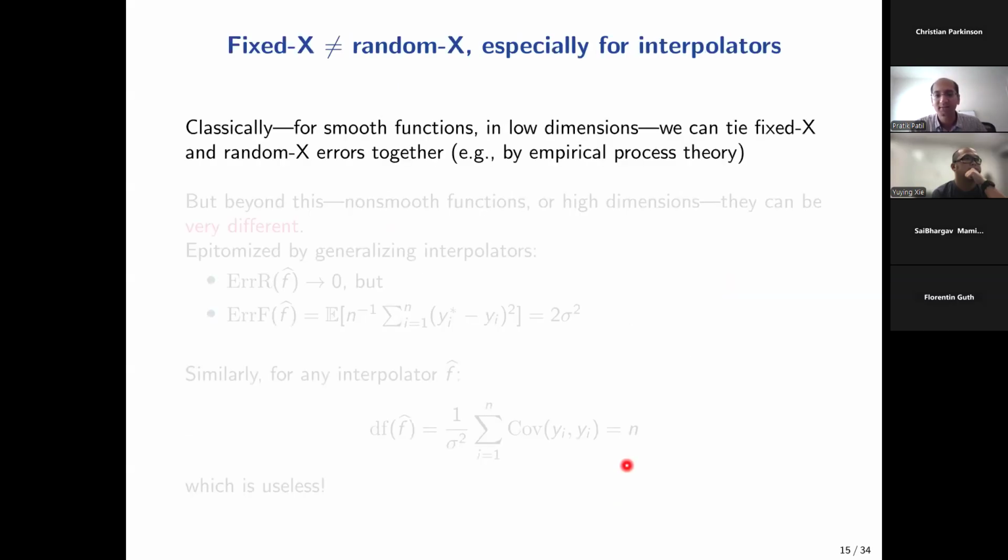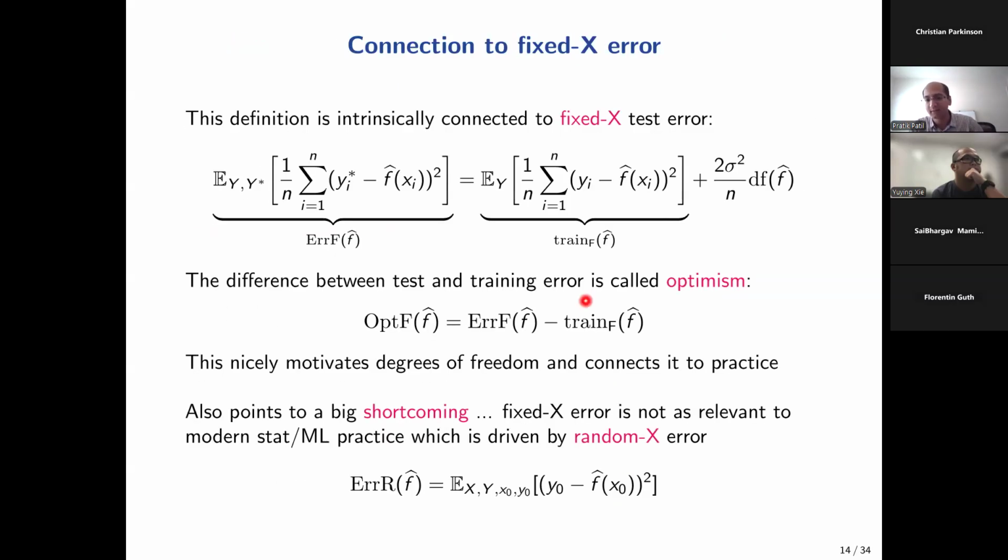So just to give you where we're going, we're going to try to extend this definition of the degrees of freedom, which is done in the fixed X setting, to the random X setting. But before I do that, let me ask: are they different? There's a fixed X error here, and now I'm saying there's a random X error here. So how different are they?